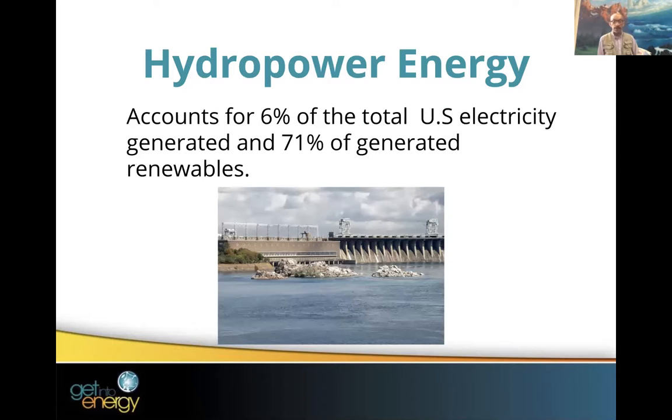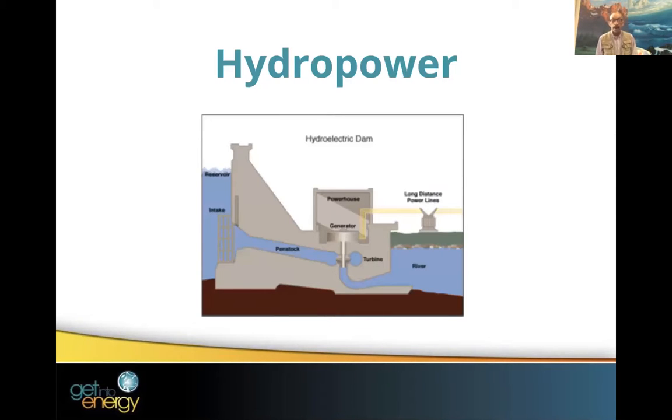Hydropower energy accounts for 6% of the total U.S. electricity generated and 71% of generated renewables. Now, in the state of Texas, and especially around the Dallas Metroplex area, there are several reservoirs that have dams that were put there to create these reservoirs. And those dams basically are using the water in that reservoir to create what we call hydropower.